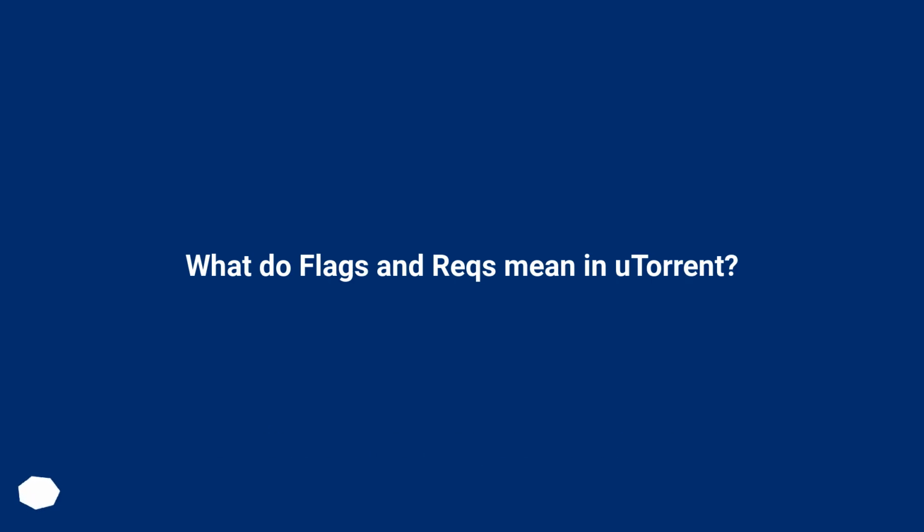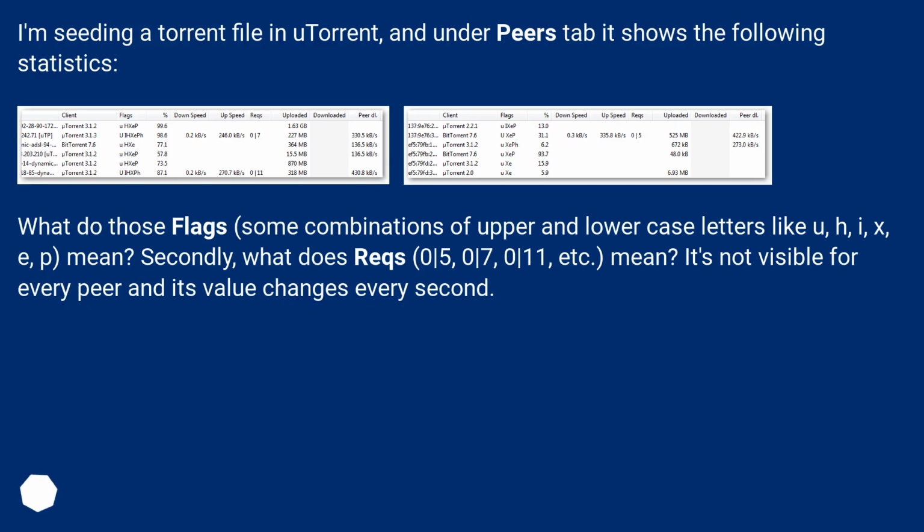What do flags and reqs mean in uTorrent? I'm seeding a torrent file in uTorrent, and under the Peers tab it shows the following statistics. What do those flags, some combinations of upper and lowercase letters like U, H, I, X, E, P, mean?